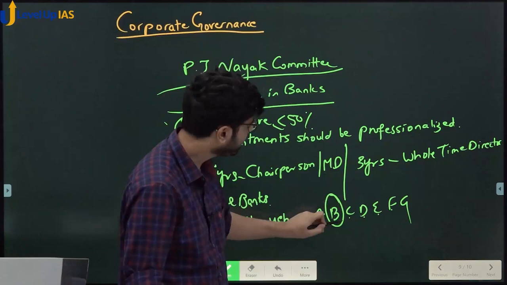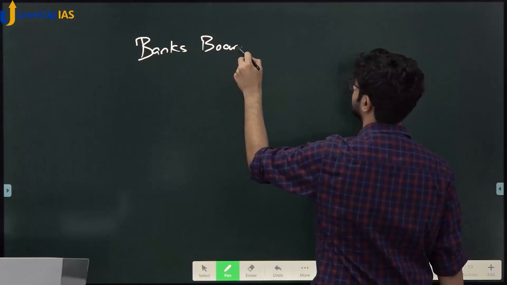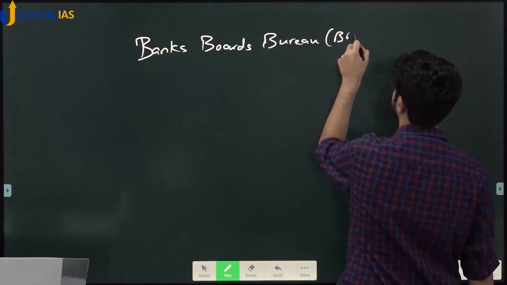B is very important. B is the one which we have to focus on. B is called Banks Boards Bureau. Sir, what is Banks Boards Bureau?